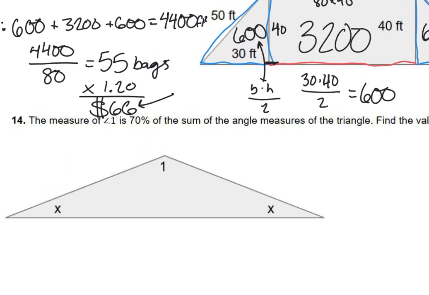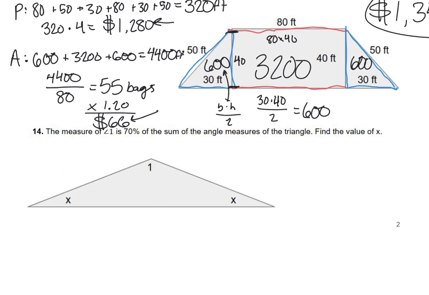All right, last question. Number 14 says the measure of angle 1 is 70% of the sum of the angle measures of the triangle. Find the value of x. So there's a couple important things we need to know. One, the sum of angles for any triangle is 180 degrees. That is true for any triangle you could think of.